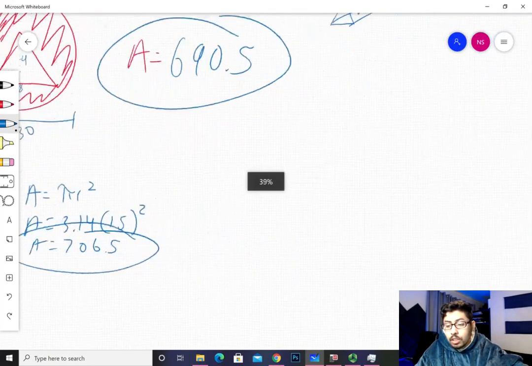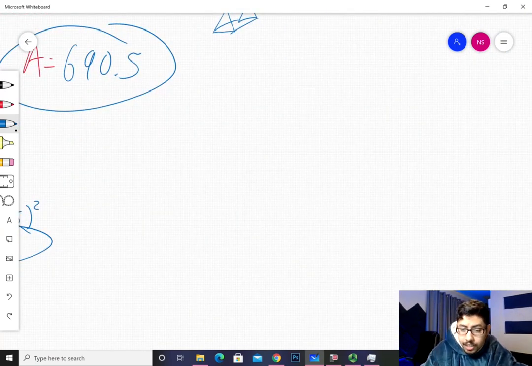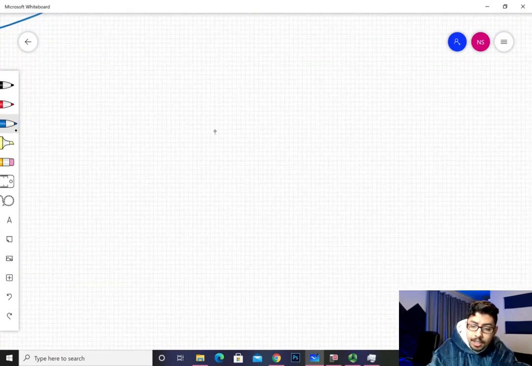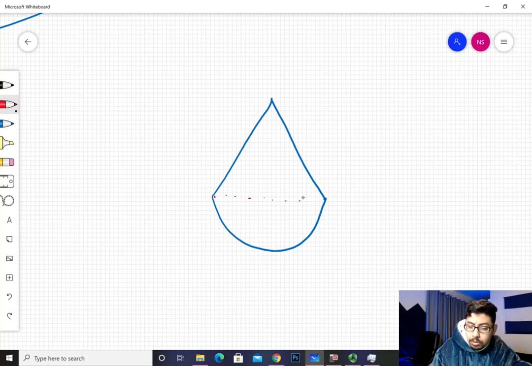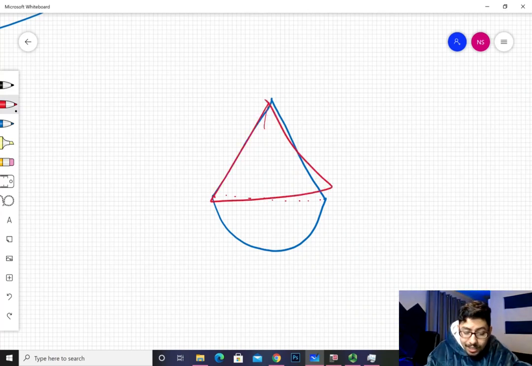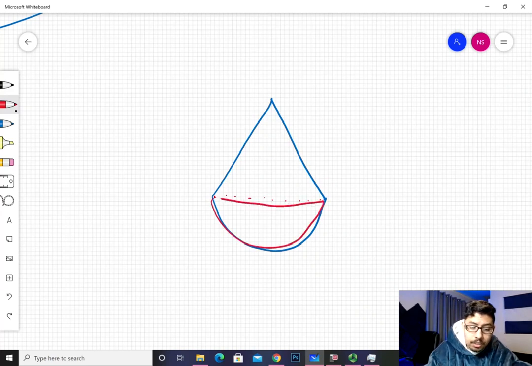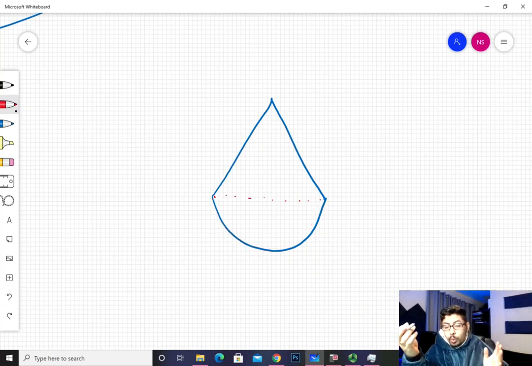Just remember, we're always looking for whatever they're giving us. If they give us this right here, and we're asked to find the area of this as well, what must you do? Well, you can make the split, obviously. Once you make that split, you can see that we have another triangle. I don't know why there are so many examples of the triangle, but we see half a circle, okay?